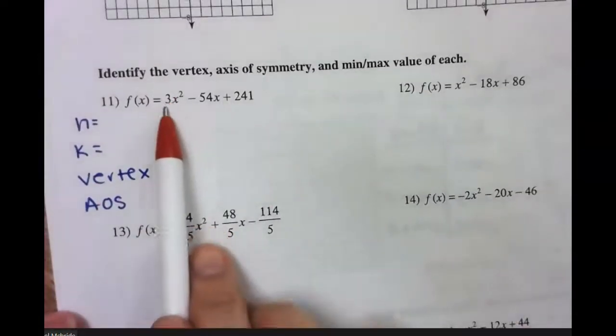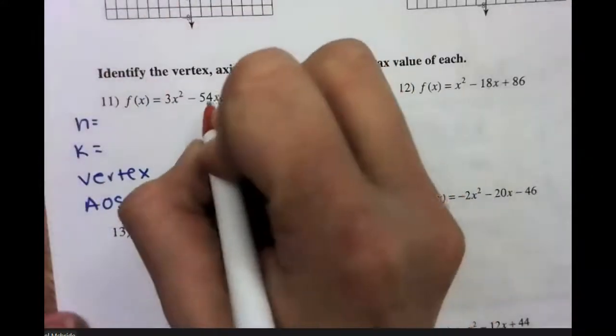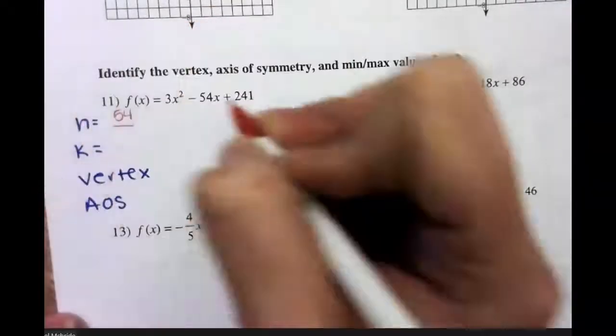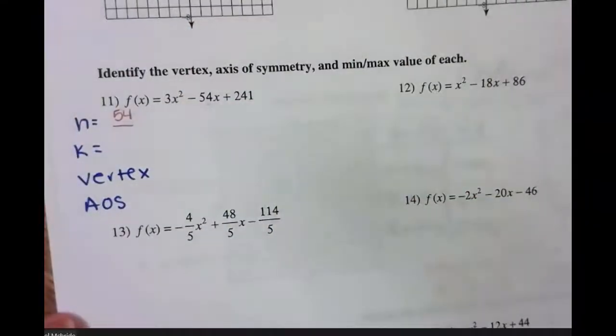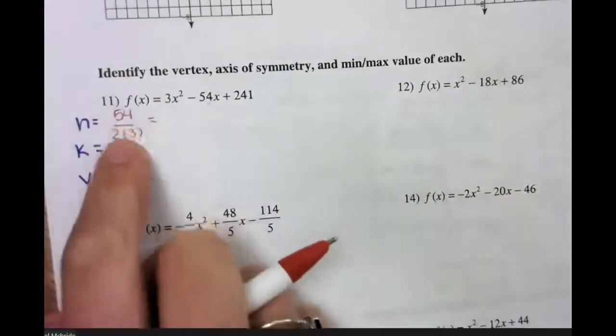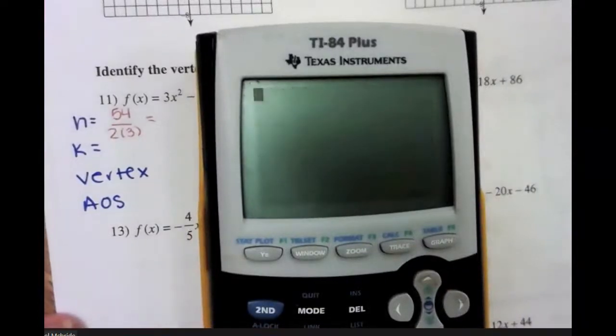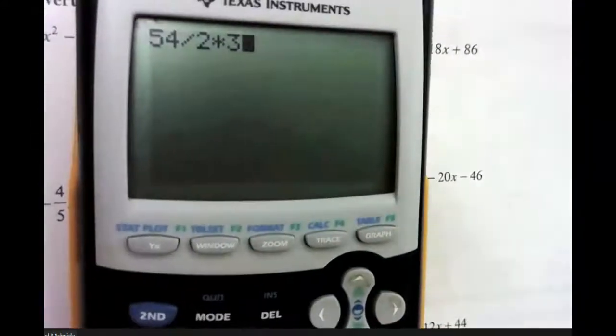So we haven't done an H where we have an A value other than 1. So let's look at 11. Your H starts with negative B, so that's positive 54, divided by 2A, so that's 2 times 3. Now, before you do your dividing, or depending on if you have a calculator like this, do not type 54 divided by 2 times 3. Do not type it on your calculator like that.